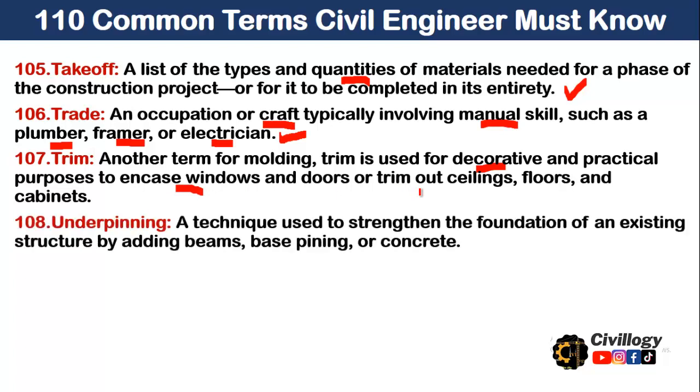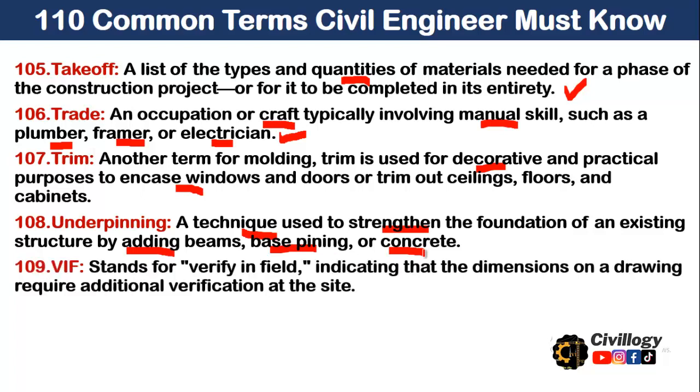Point number 108, which is very common and very important for a civil engineer, is underpinning. Underpinning is actually a technique used to strengthen the foundation of an existing structure by adding beams, base piers or concrete. I have also made a detailed video about retrofitting and underpinning. I will share the link in the description. You must watch that video; it is very descriptive, a lot of detail is given in it, and different methods of retrofitting are also discussed.